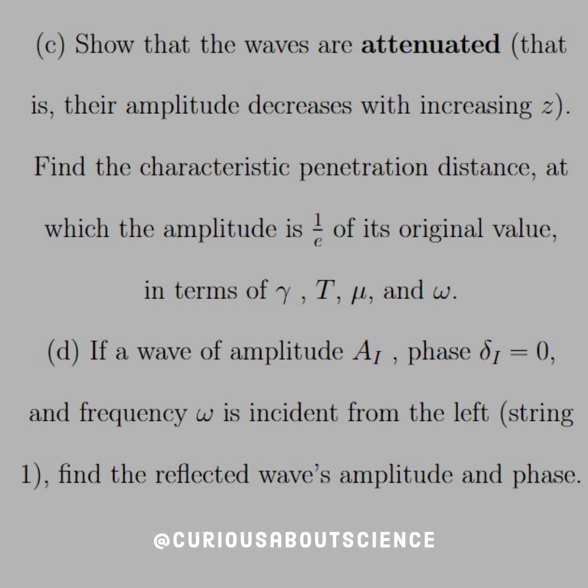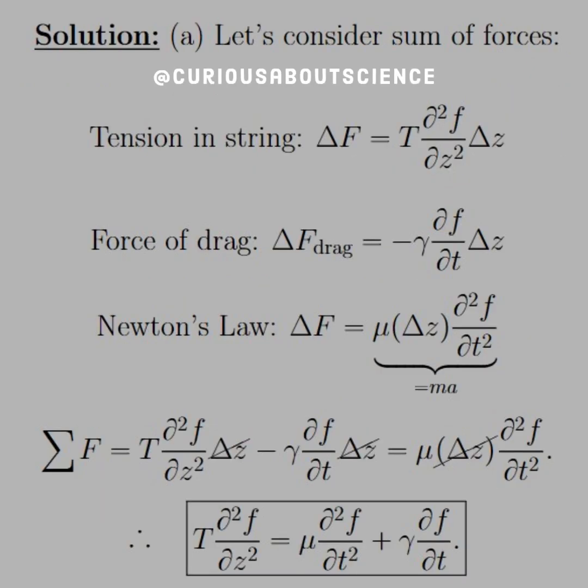D, if the wave of amplitude A_I, phase delta_I equals 0, and frequency omega is incident from the left, string 1, find the reflected wave's amplitude and phase. Okay, long question, but we just saw how to deal with this on the last question, so we'll zoom through some of the setup stuff.